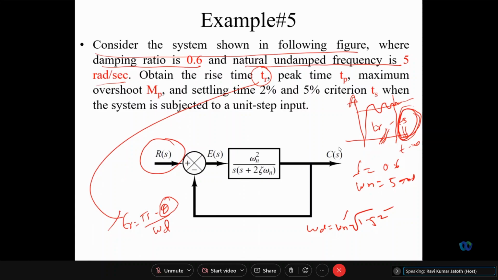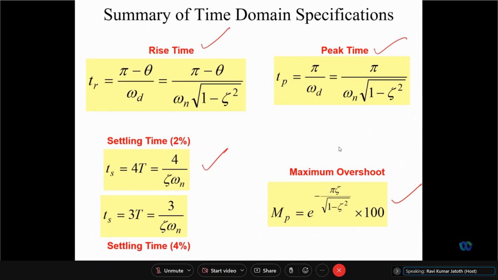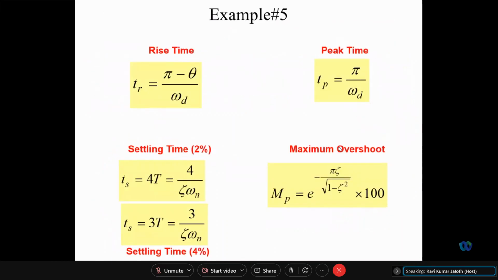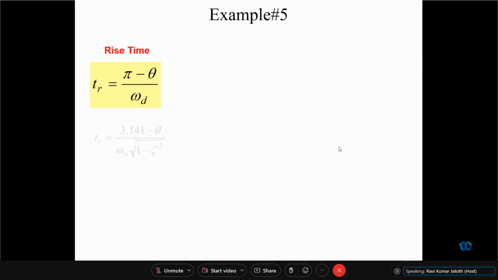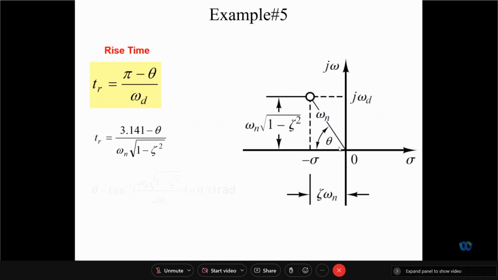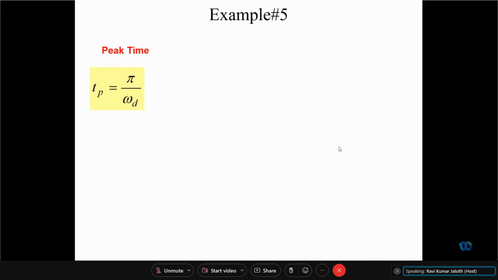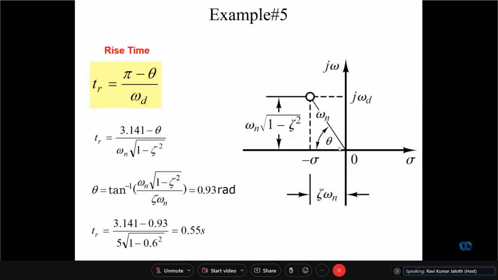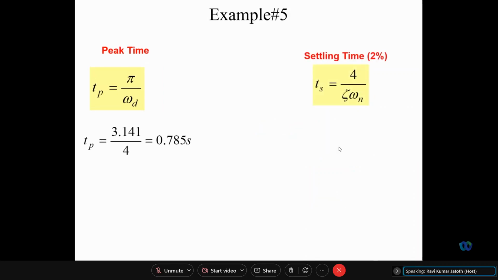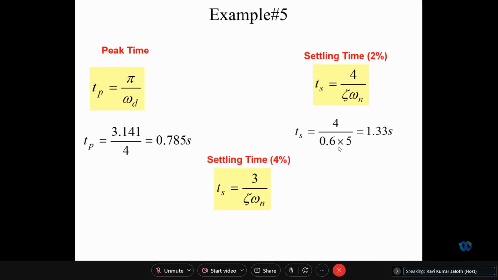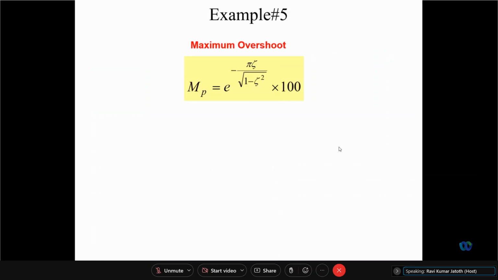Okay, so you can do it. This is direct, simple, direct substitution problems only. You can do it. Okay. So this is the rise time, 0.55 second. And peak time and settling time, 1.33 second. Okay, and then maximum overshoot.